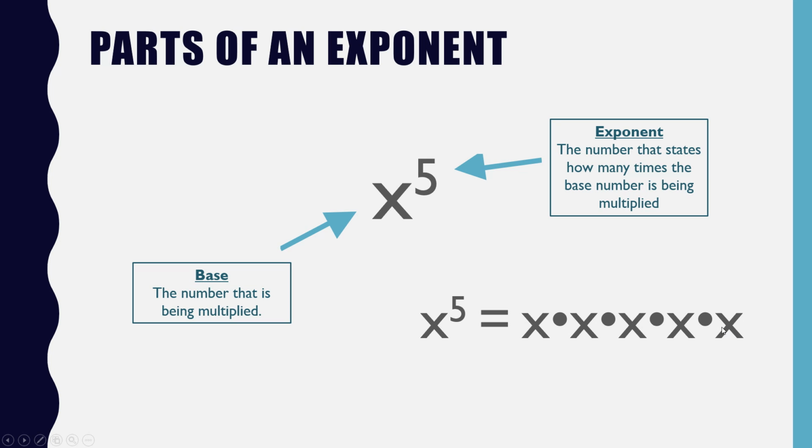So for instance, if you look at this, the base is the number that is being multiplied. So the x is the thing that is being multiplied. But the exponent represents how many times we see it being multiplied. So since it's x to the fifth, that's 1, 2, 3, 4, 5 times. So those are the parts of an exponent.